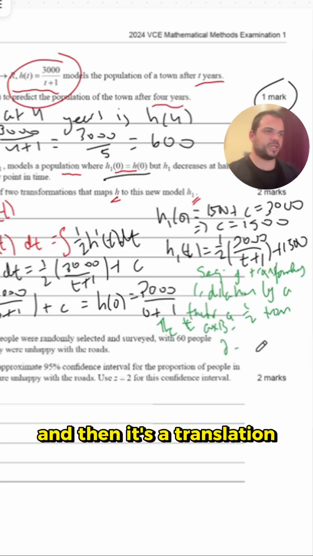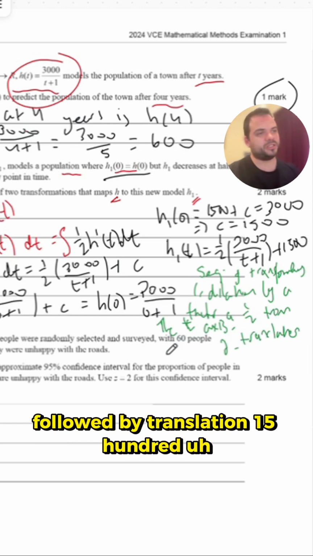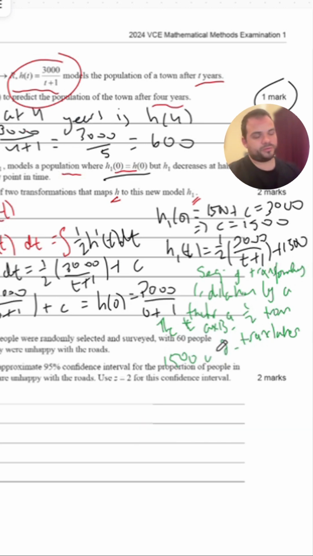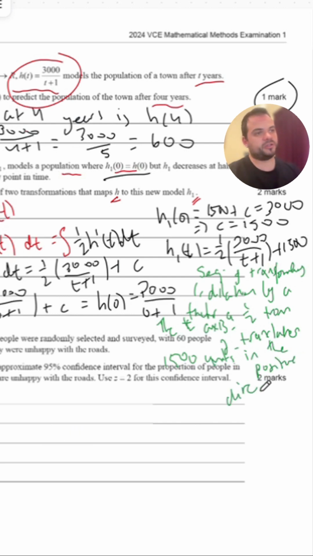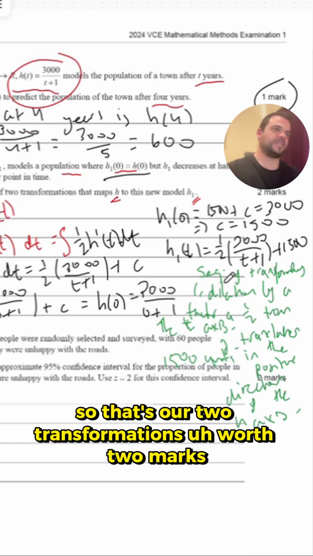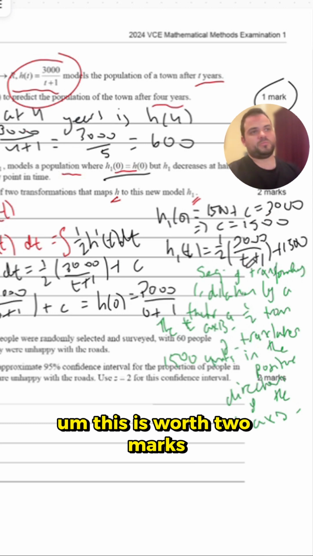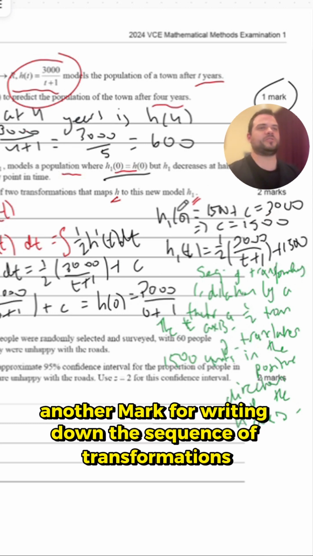And then it's followed by a translation of 1500 units in the positive direction of the h-axis, which is your y-axis in this case. So that's two transformations worth 2 marks. This is worth 2 marks, one for determining h1, and then another mark for writing down the sequence of transformations.